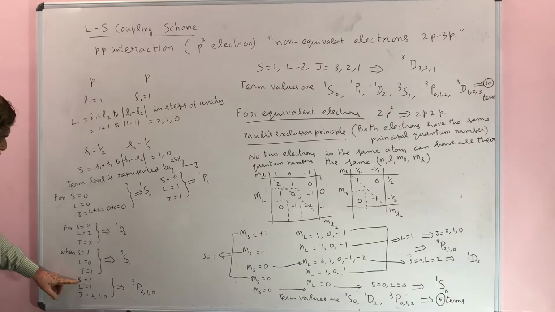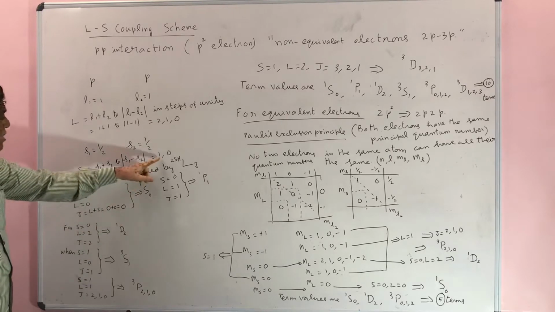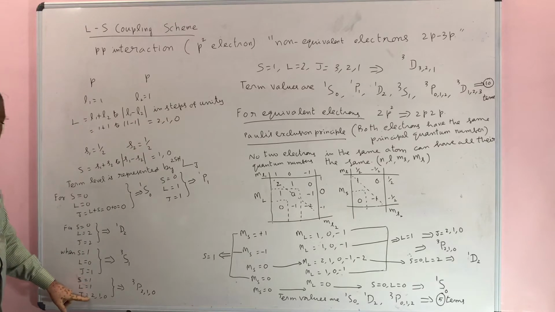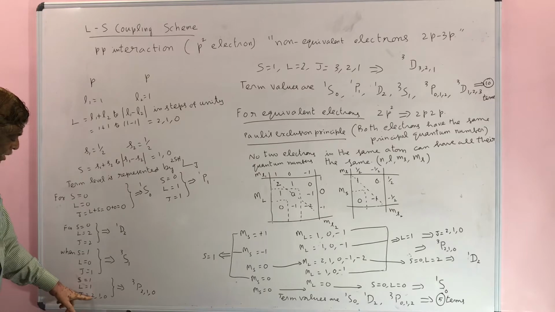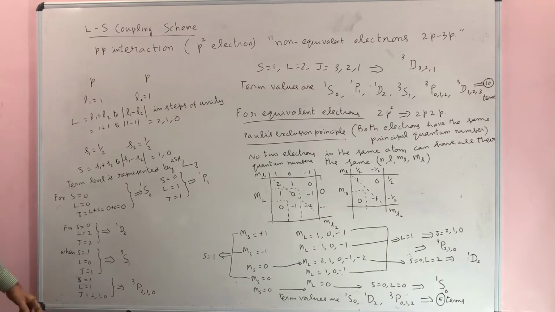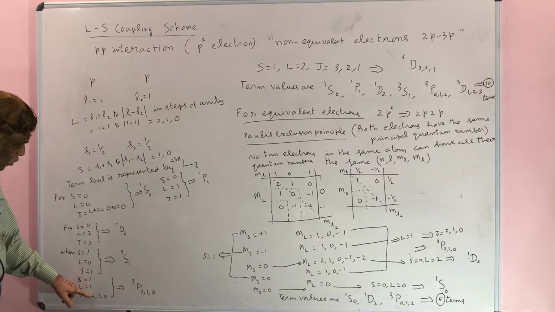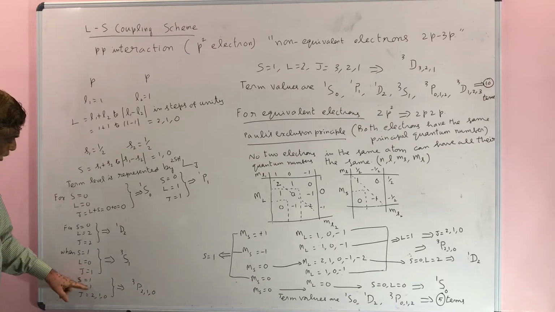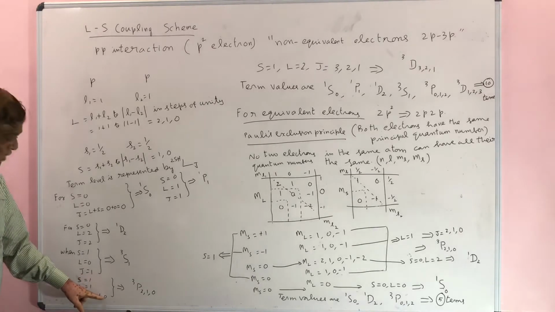Now if S is equal to 1 and L is equal to 1, what is the total value of J? J varies from L plus S to L minus S, so this is 2, 1, 0. There are 3 different possible values of J. So S1, L1, J2 corresponds to one state. S1, L1, J1 is another state. S1, L1, J0 is another state.